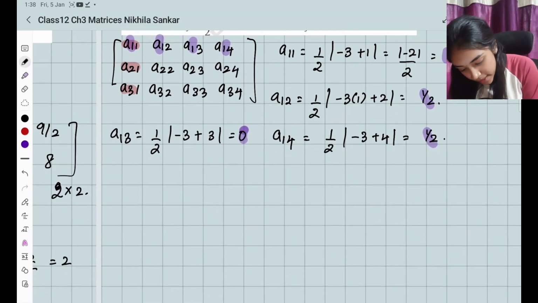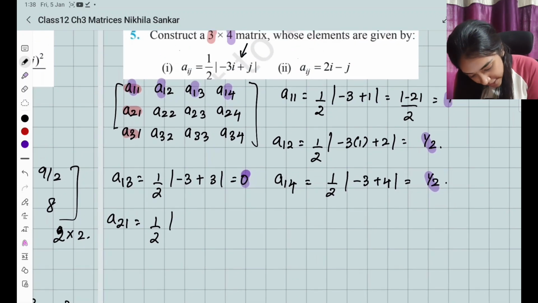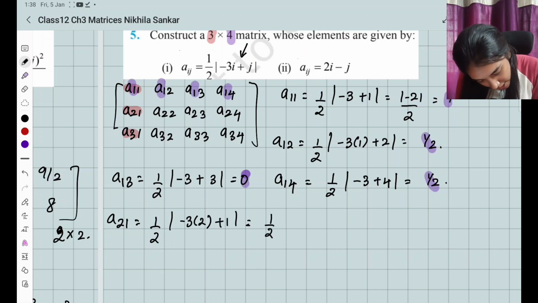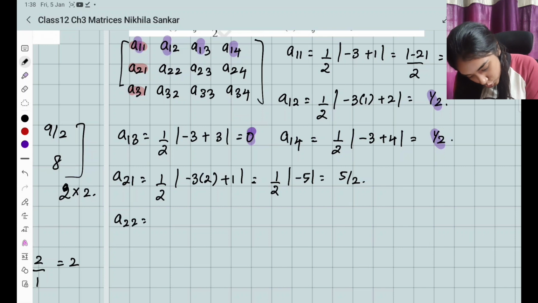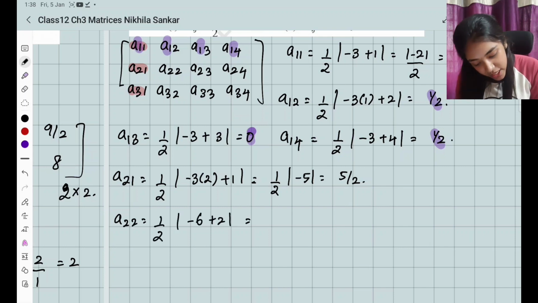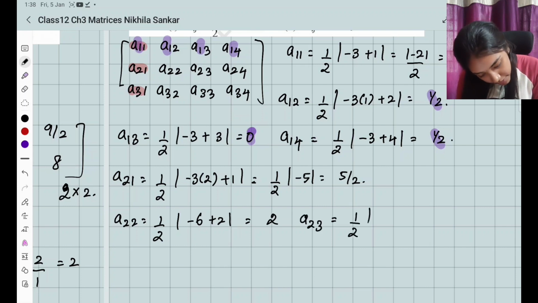Now for the second row, I have A21, which is going to be half times minus 3 into 2 plus 1. So this is half times minus 6 plus 1, which is minus 5. So this is going to be 5 divided by 2. Similarly, A22 is going to be half times minus 6 plus 2, which is minus 4 by 2, which is 2. A23 is going to be half times minus 6 plus 3, which is 3 divided by 2.